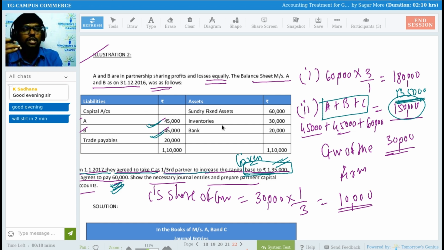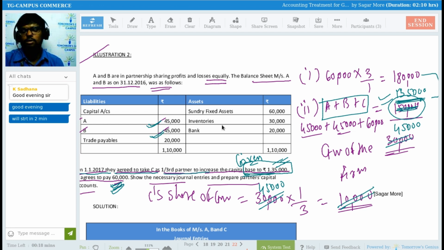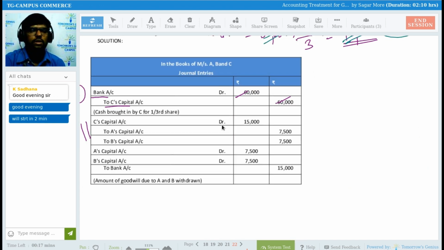What exactly is returned I don't know, but I know how much capital they are going to maintain. So they are going to maintain 1,35,000. Instead of 150, I need to consider 1,35,000. Getting it, Sadhna, Dhanushri, Shivarish? If we subtract now, you will get 45,000 rupees, right? And here we apply 45,000 multiplied by 1/3. I will get 15,000, and then my answer is correct. So the answer will be C's capital account debit to A's and B's capital 15,000, 7,500, 7,500.